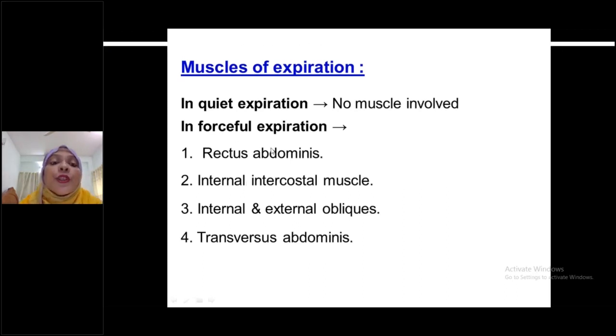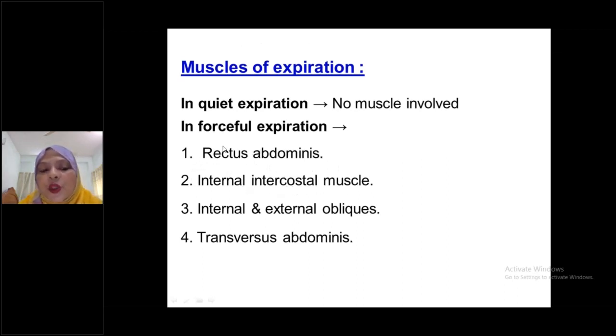But in forceful expiration, যদি forcefully তুমি নিঃশ্বাস ফেলতে চাও, তাহলে কি কি মাসল লাগবে? Rectus abdominis muscle, internal intercostal muscle, internal and external oblique, and transversus abdominis. 4 muscles are required for forceful expiration, but the first two are very important for viva exam. Rectus abdominis and internal intercostal muscle.